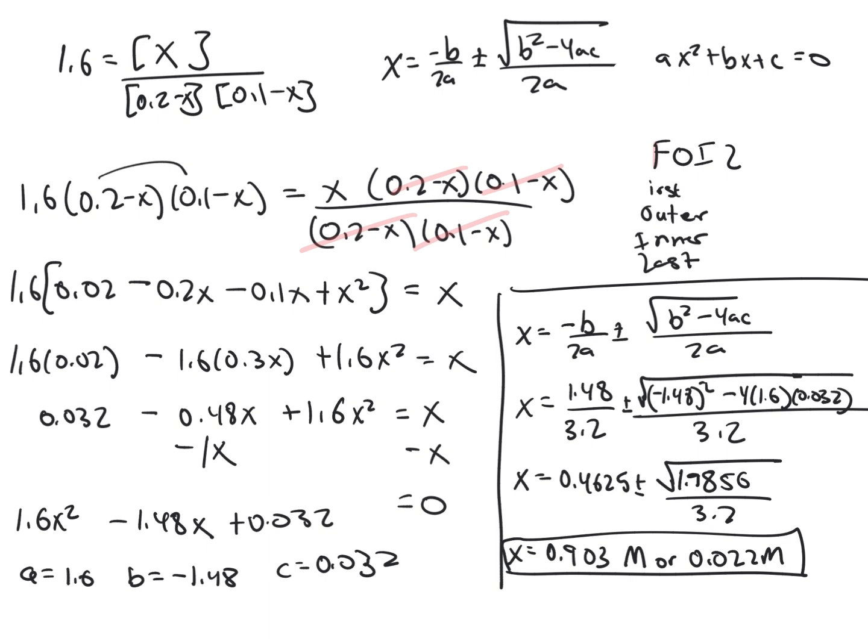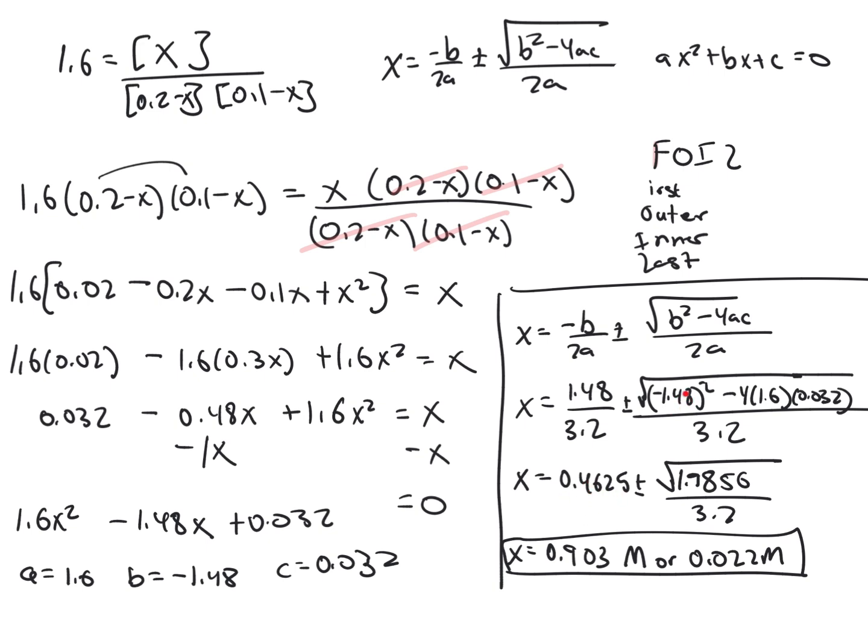Okay, so I've shown plugging all of this in, negative b over 2a. Since b had a negative, negative times a negative is positive 1.48. Really check your signs very carefully here. That gives me 0.4625 for that first part of this equation.